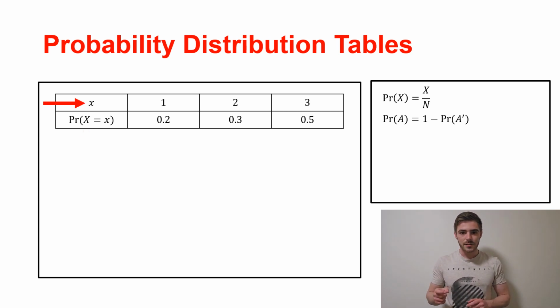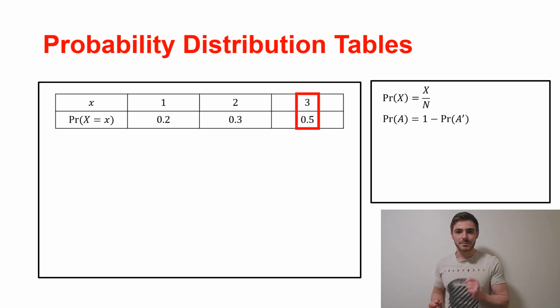Little x is a stand-in for the outcomes of that event. In this case, we had a game where we could score either 1, 2, or 3 points, so little x is going to stand in for either 1, 2, or 3, the outcomes of that game. And so the statement Pr(X = x) simply means the probability of any given event occurring, and those probabilities are listed in the bottom row. This table is telling us that there's a 20% chance of scoring a 1, a 30% chance of scoring a 2, and a 50% chance of scoring a 3. And you'll also notice that all those probabilities add up to 1.